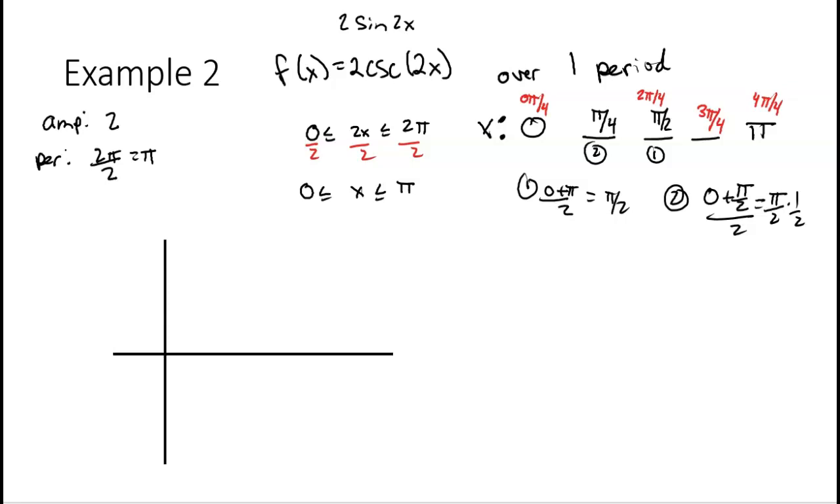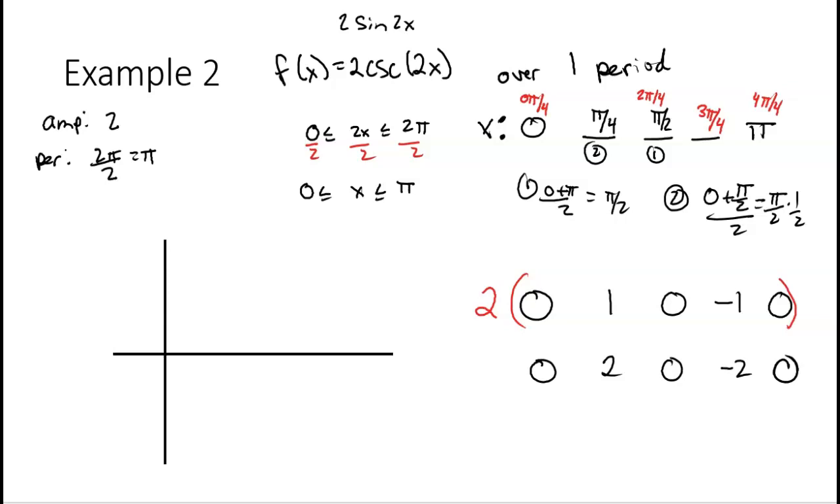To find my y values, again, it starts at 0, 1, 0, -1, and 0. What am I going to do? I'm going to multiply by my amplitude, multiply it by my a value, not just my amplitude, in case your a value is negative. So 2 times 0 will give you 0, and then 2, 0, -2, and then 0. Here are your y values.